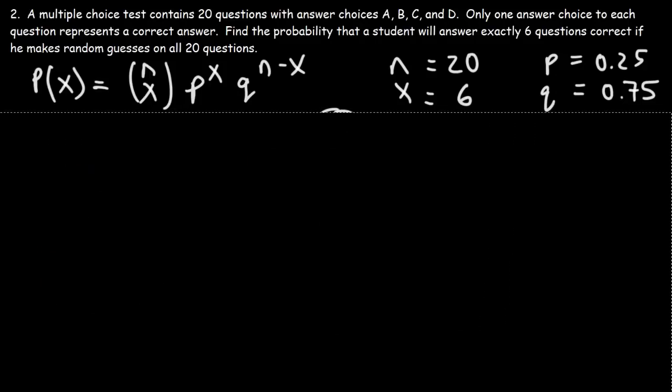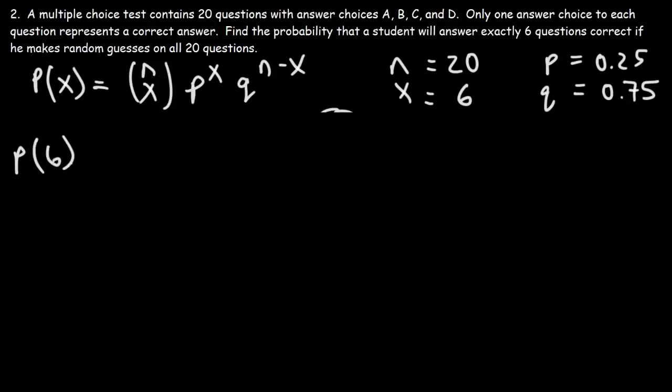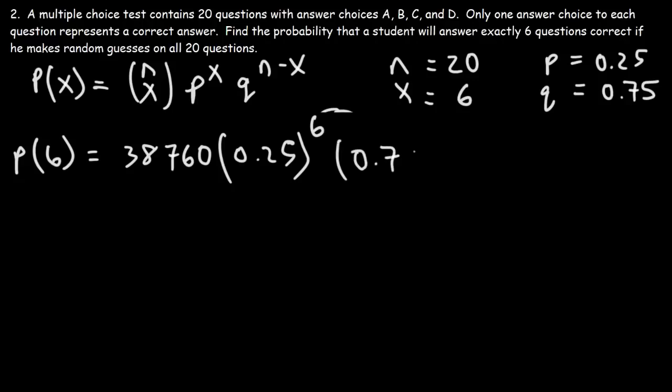Now, let's calculate the probability of guessing 6 questions correct out of the 20 questions. So it's 20C6, which we got to be 38,760, times P. P is 0.25, raised to x, which is 6, times Q, which is 0.75, raised to the n minus x. That's 20 minus 6, which is 14. So go ahead and plug those numbers in.